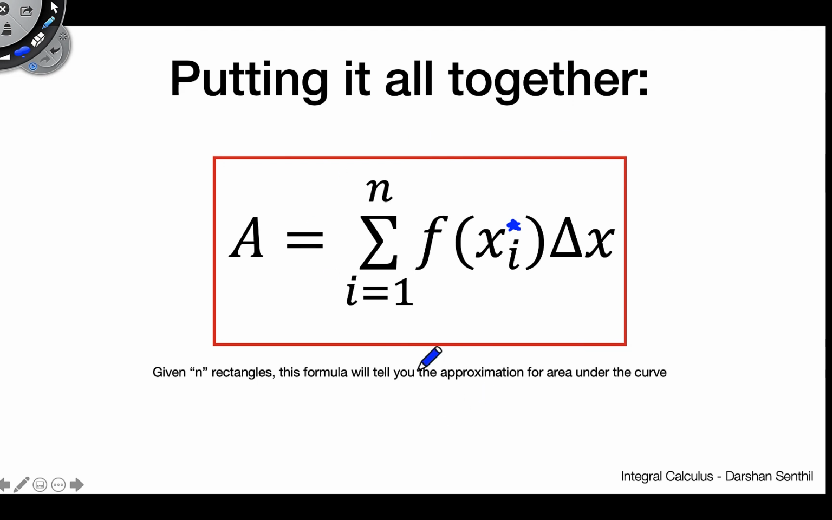So what does this actually tell us? Well, this tells us that given n rectangles, like we saw before, if we put n rectangles under this curve here, this formula will tell us the approximation for area under the curve. What this is doing, it's going to take the height of each of those rectangles, multiply it to the uniform width, and add everything together. Right? That's all it's doing here. We're multiplying and then adding. Right? So that's basically it.